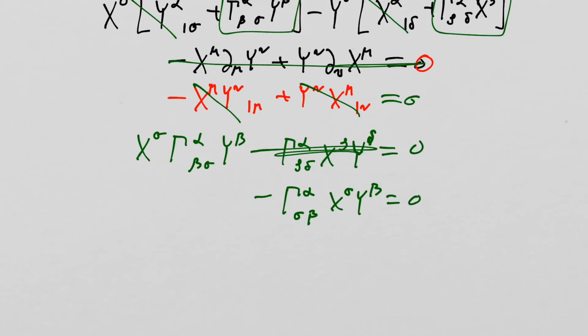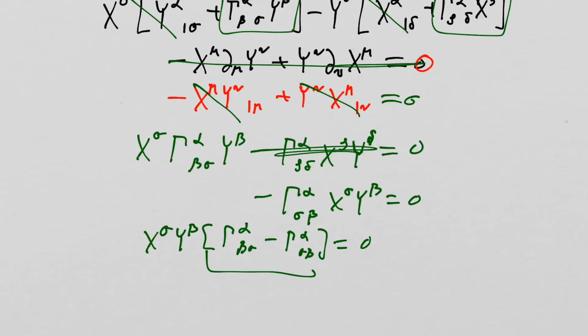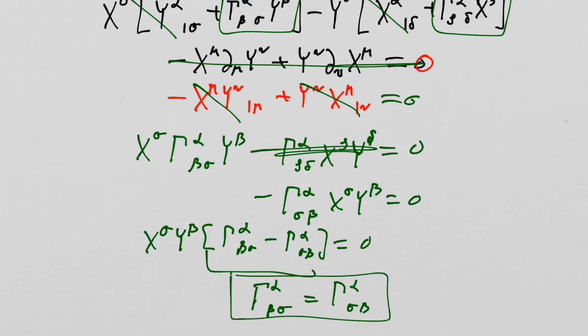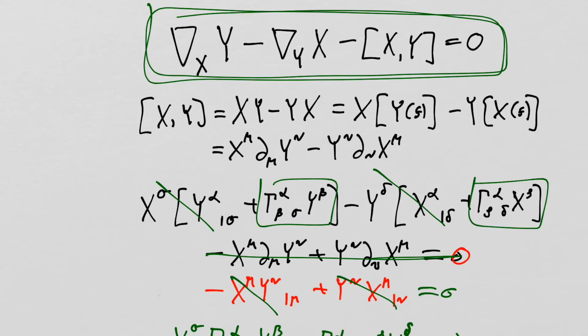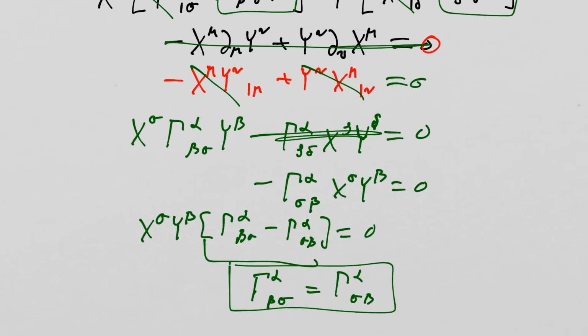So because of that, I can now write this as x sigma y beta gamma alpha beta sigma minus gamma alpha sigma beta equals 0, but it's true for all x and y, therefore this must be equal to 0. And that ultimate result is the important one. Sigma alpha beta, gamma alpha beta sigma equals gamma alpha sigma beta. Phew. So what we're saying is this requirement here, that requirement here in CFREE notation is tantamount to this requirement in the comp notation, right?